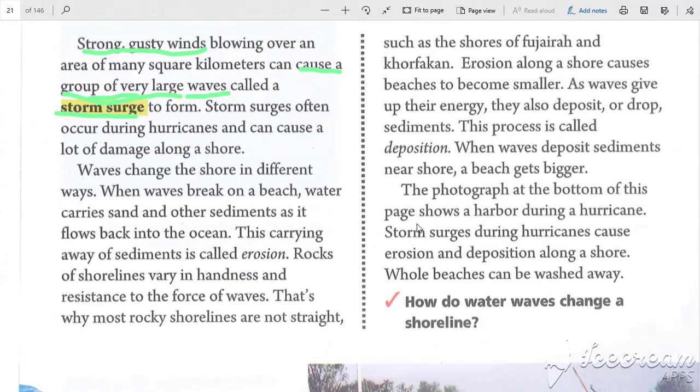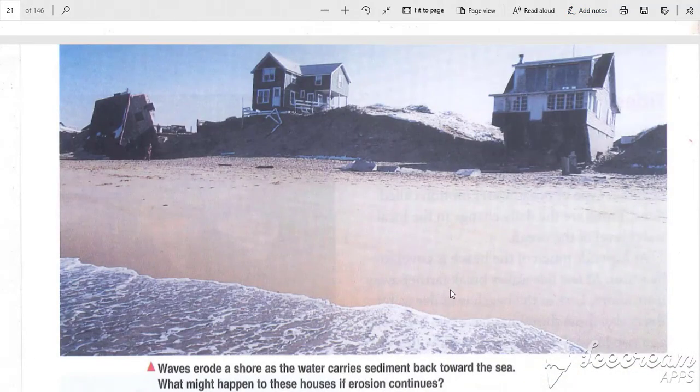So how do water waves change a shoreline, or how do water waves affect a shoreline? Waves change the shoreline in different ways. Water waves change a shoreline by deposition and erosion. Erosion, what is erosion? Erosion is the carrying away of sediments. Erosion along a shore causes beaches to become smaller.